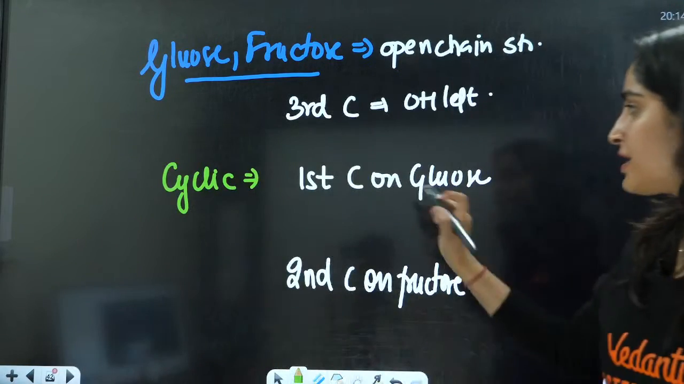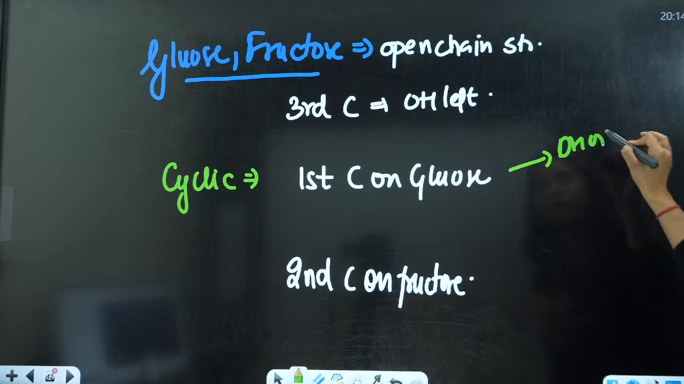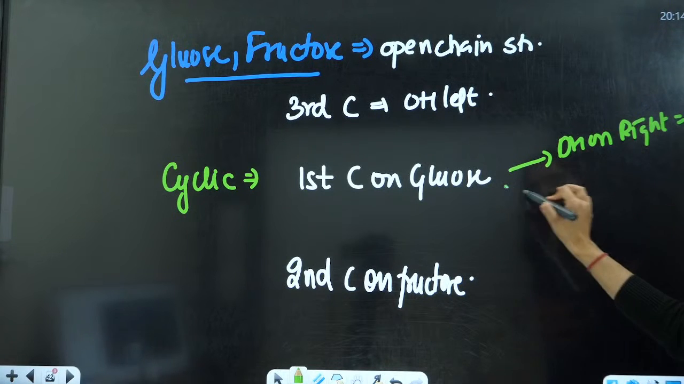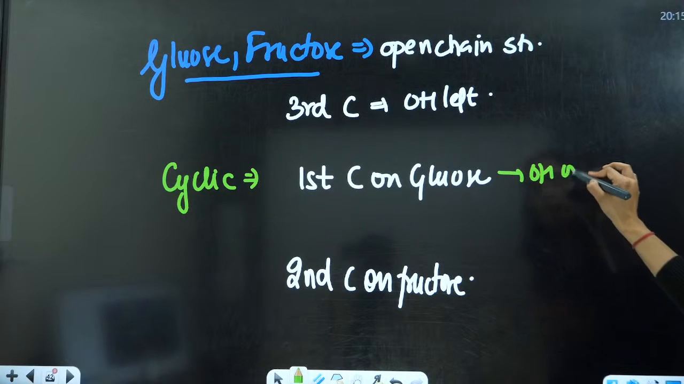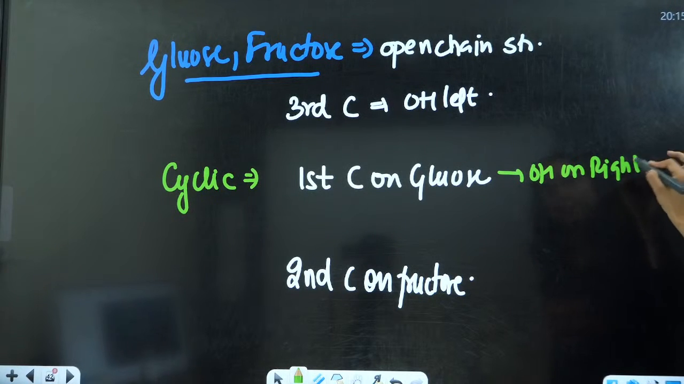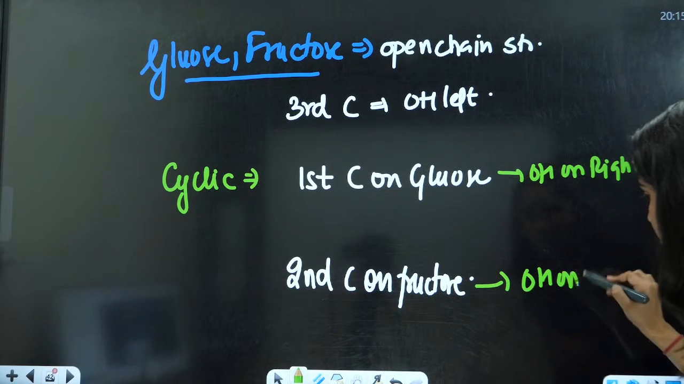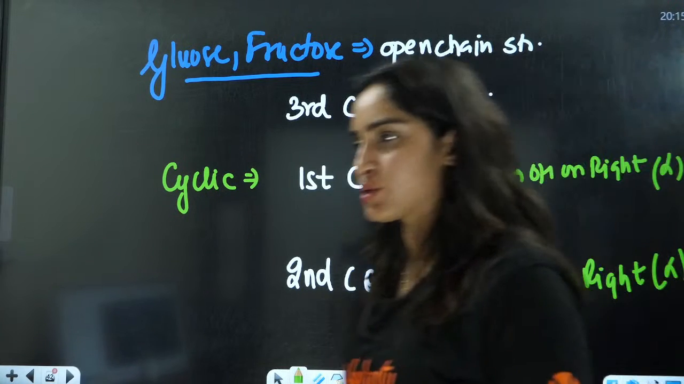If we're talking about the first carbon on glucose, if the OH is on the right, that is alpha. If the OH is on the left, that is beta. And if on the second carbon of fructose the OH is on the right, that defines the alpha for fructose here.